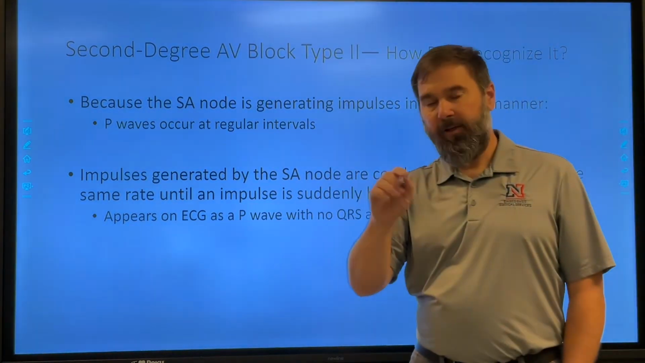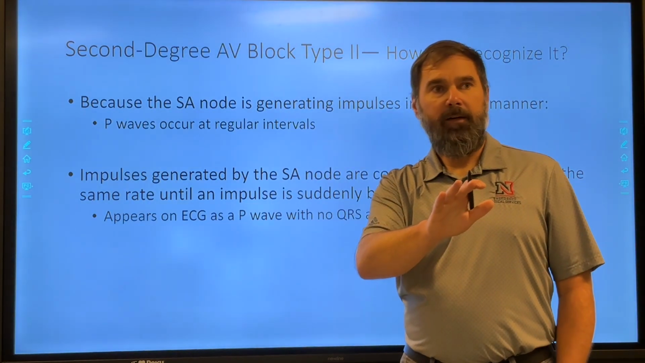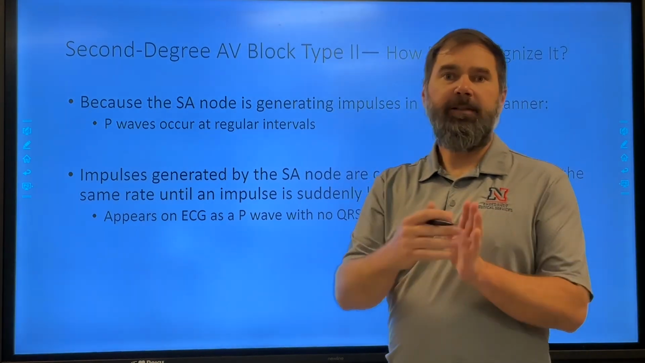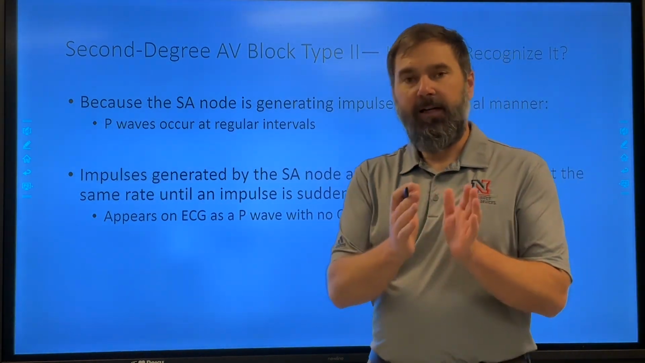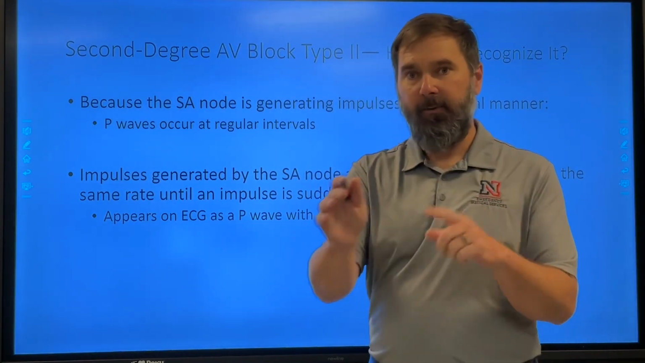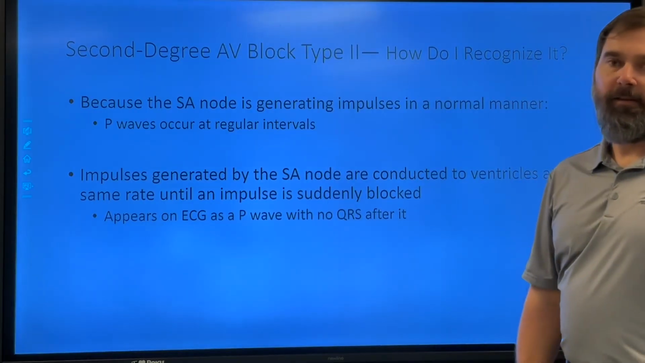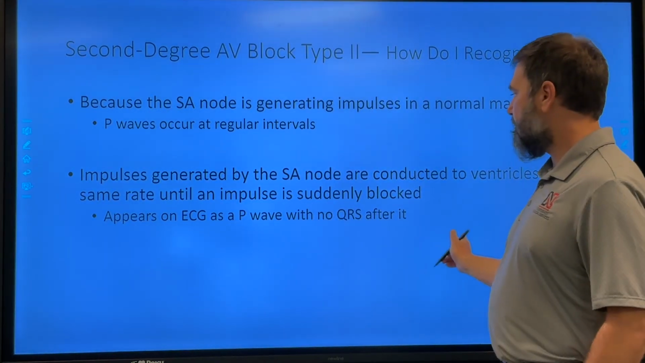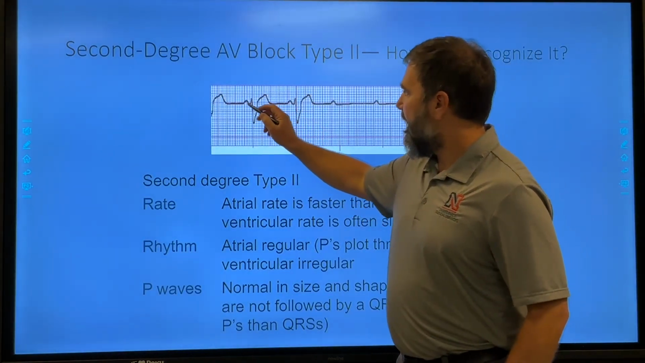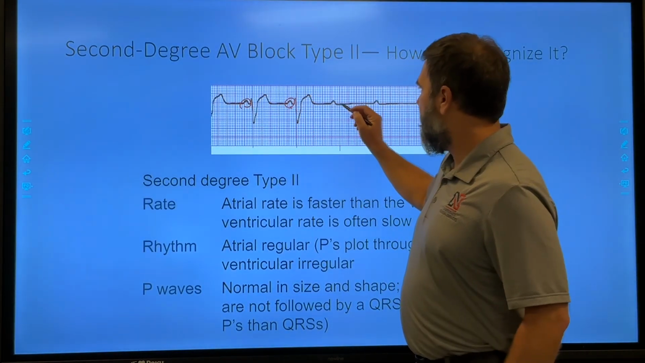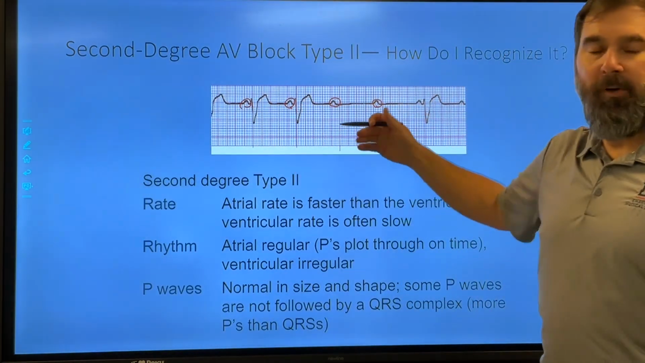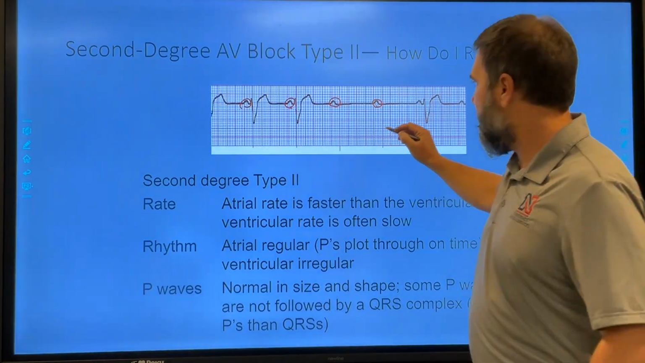So we have a P wave, smooth, upright, one P wave. The PRI is constant, versus lengthening. So the PRI is the same, we're constant. We have normal, regular P waves. The problem becomes with the QRS complexes. So in this case, we have P wave, P wave, P wave, P wave. Overall, the rhythm is irregular. Why? Because we have randomly dropped QRS complexes.